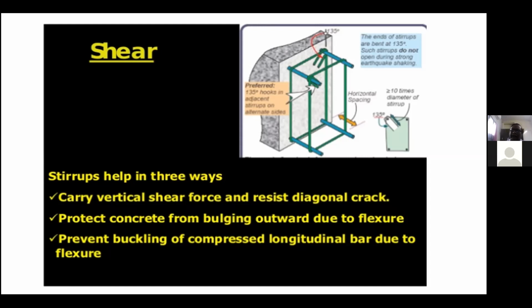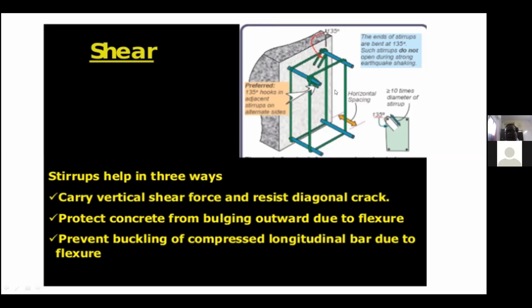Again, the construction detail is given. Normally in practice all the hooks will be in one direction only, but you have to provide them alternately. You can look at this diagram: one hook is on the left side bar, another hook is on the right-hand side, and they alternate like that. So the important thing is the 135-degree hook.